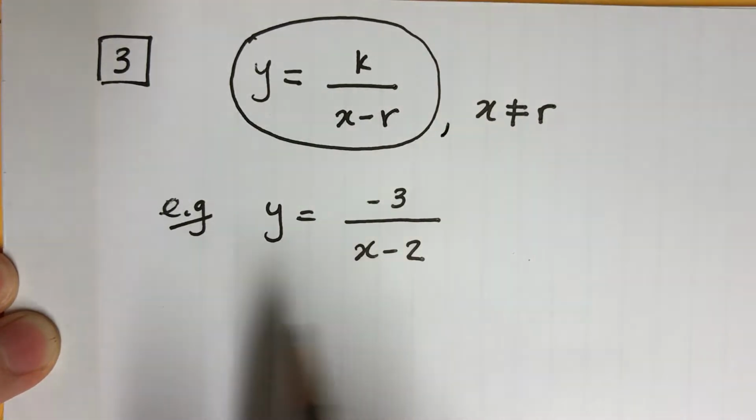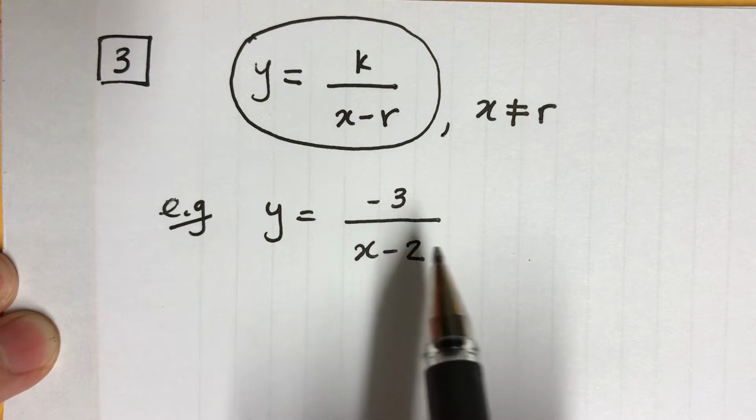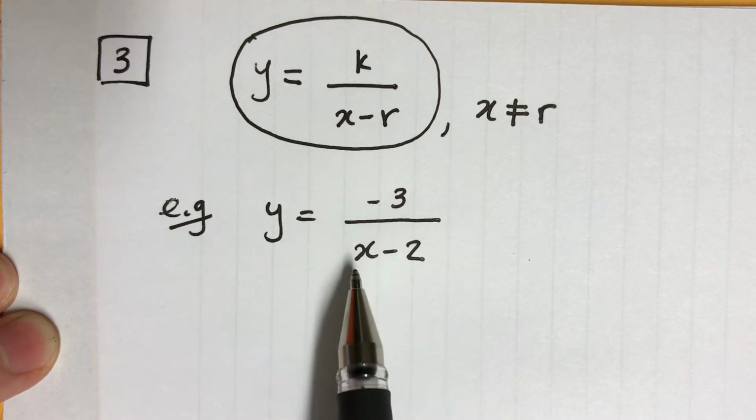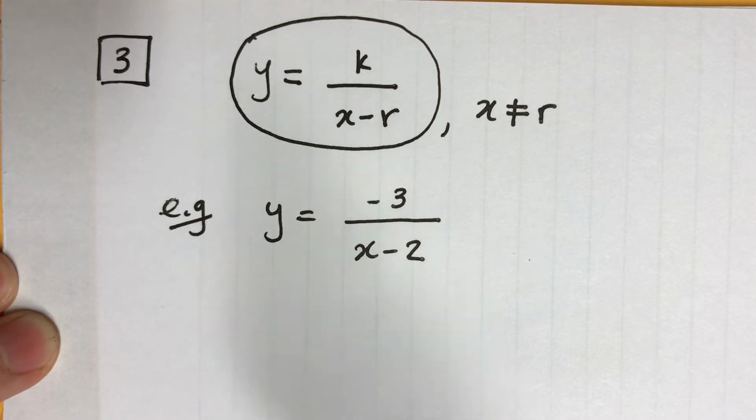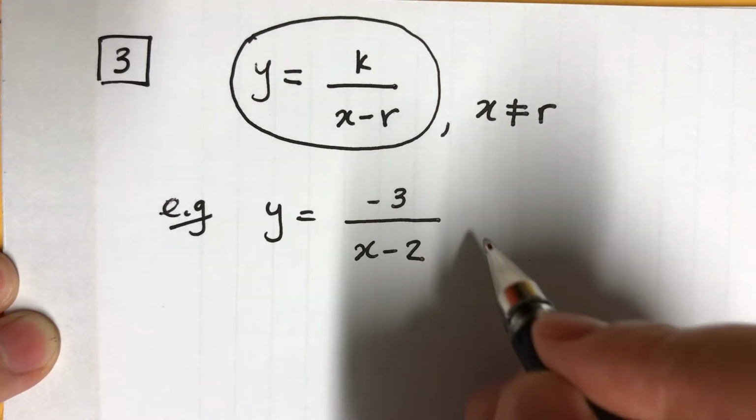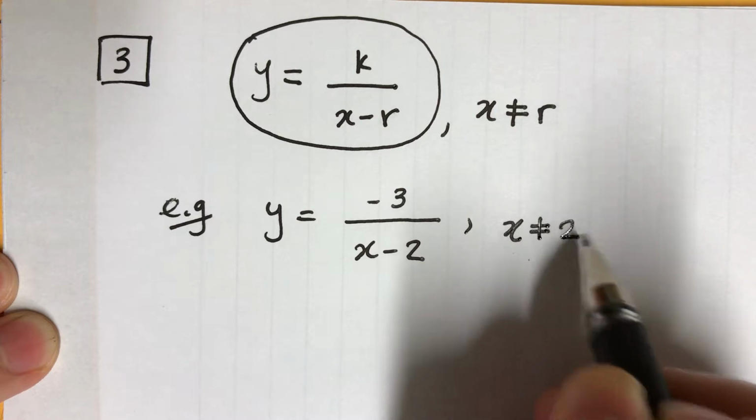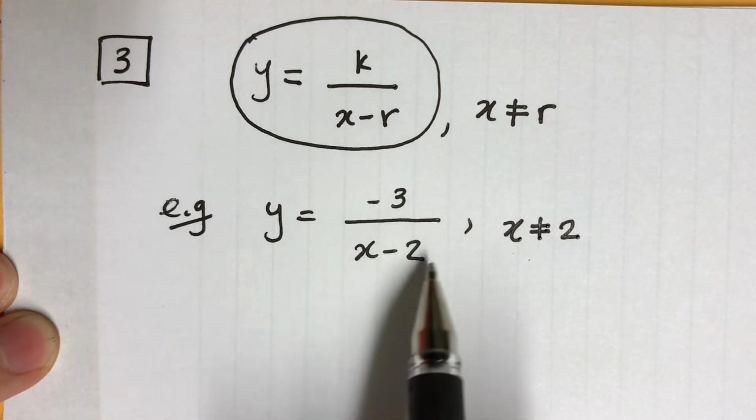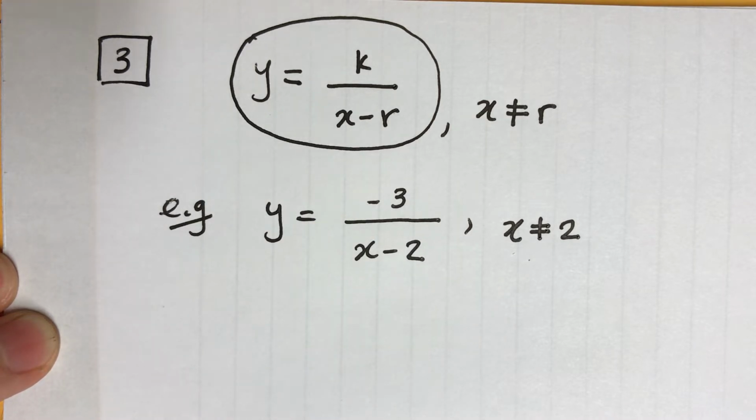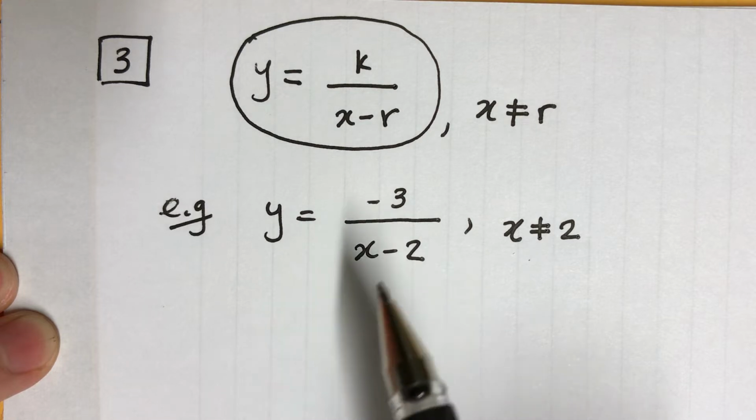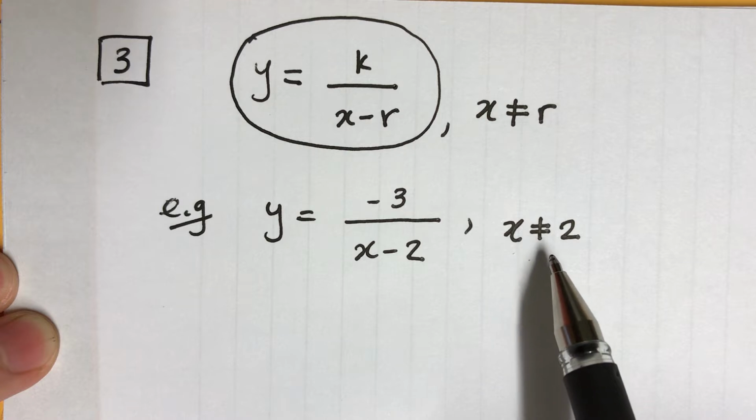For example, if I have a hyperbola y equals minus 3 over x minus 2, how do I know it's a hyperbola? The x is in the denominator. Anything with something constant over x is a hyperbola. Now this will have a special condition that x cannot be 2, because if x was 2, the denominator will be 0. I cannot solve this or sketch it, because it's impossible. So y equals minus 3 over x minus 2. One condition that you must think about is x cannot be 2.